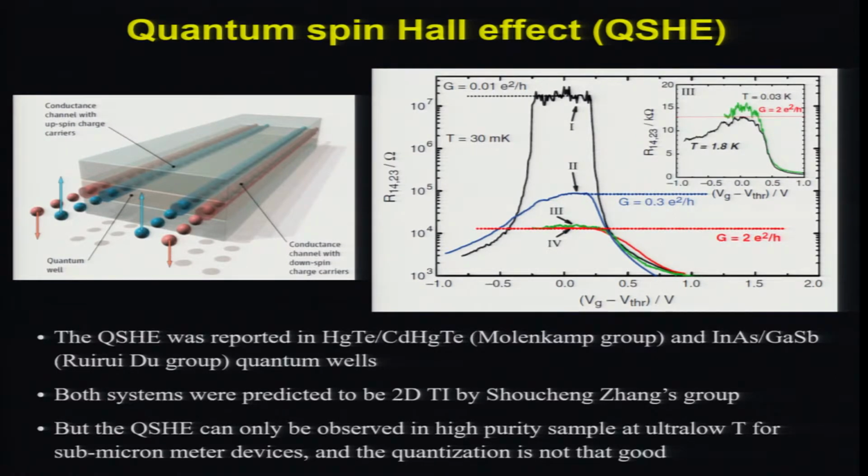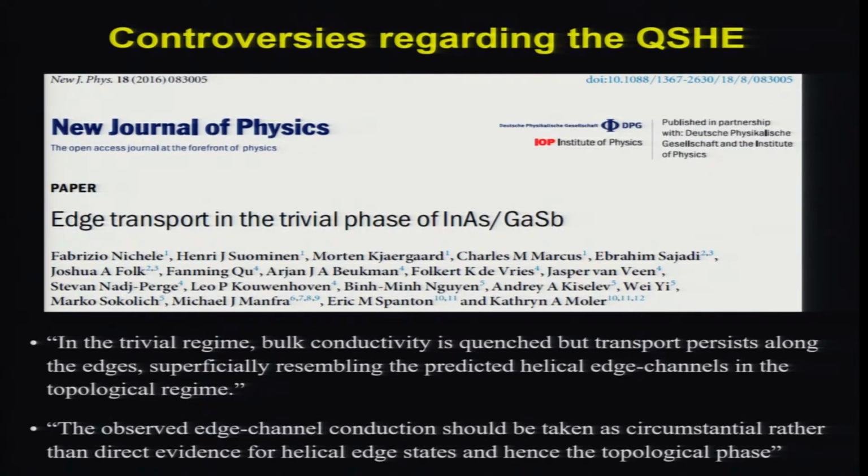So in order to find this ideal quantum spin Hall effect due to the helical edge states, we need a very clean sample; in this sample the mobility is of the order of 10 to the 5th. We need a very low temperature to suppress inelastic scattering. We also need a very small device: the probe distance should be smaller than the spin scattering length, which is around 1 micrometer. So this experiment is extremely challenging, very difficult, and this might explain why the quantization is not so good. However, a more serious challenge came later, last year.